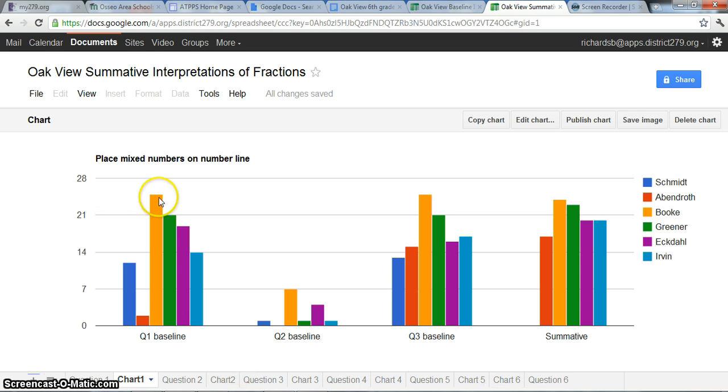Anyhow, take a look at the first question. It was placing mixed numbers on a number line. And on the baseline, remember there were 3 numbers they had to place, and you had to score whether they had the first one, second one, and third one correct. And on the summative, there was just 1.